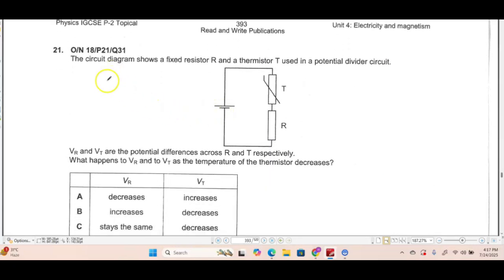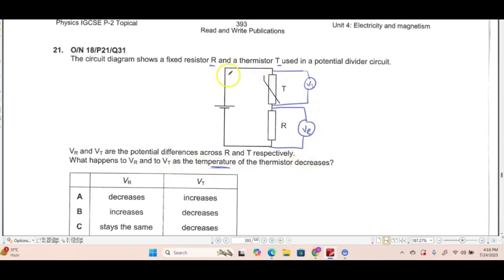Okay. Question number 21. The circuit diagram shows a fixed resistor R and a thermistor T used in the potential divider circuit. VR and VT are the potential differences across R and T respectively. So this is VR, okay, and this is VT. Okay. What happens to VR and VT as the temperature of this thermistor decreases?